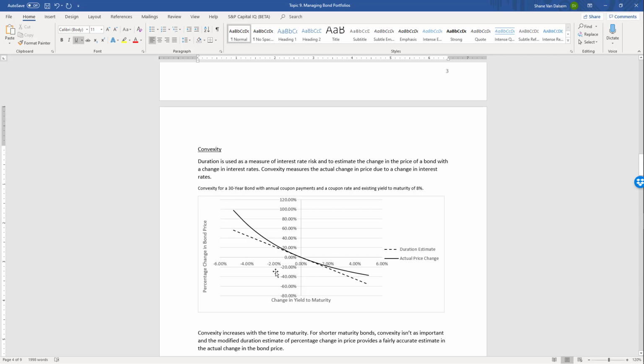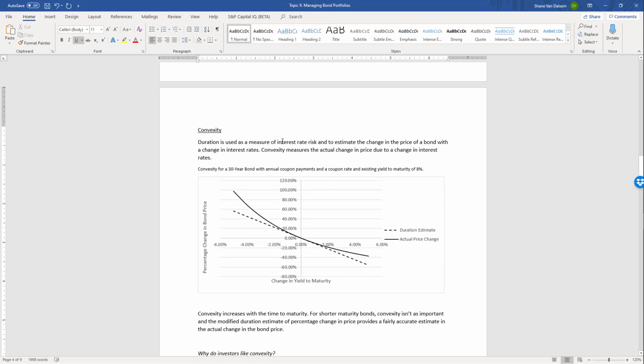The example in this graph is the convexity for a 30-year bond with an annual coupon payment and an existing yield to maturity of 8%. In this case, the coupon rate and the yield to maturity are the same. So the initial yield to maturity is equal to the coupon rate, and so it's selling at par value whenever the bond is issued.